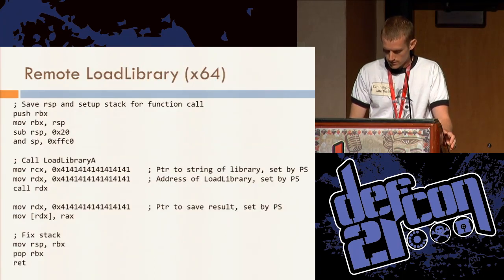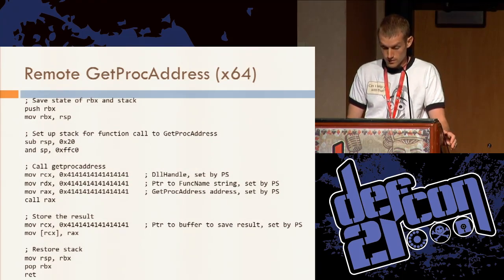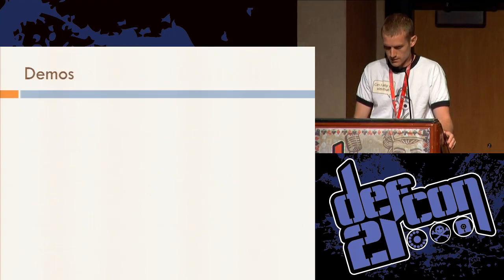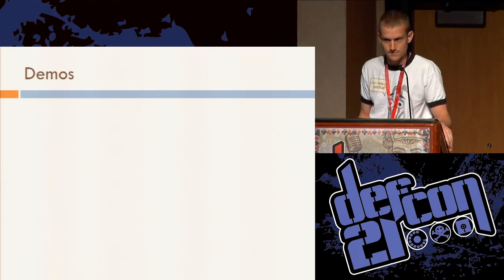You just give it its own thread and it'll start executing. So I just have, once again, more assembly here just for reference purposes for the shellcode that you actually write into the remote process to call LoadLibrary and GetProcAddress.